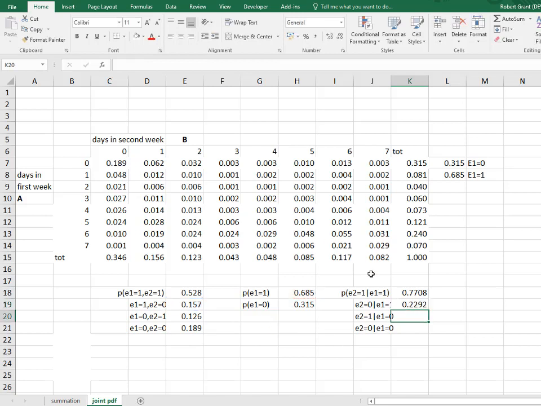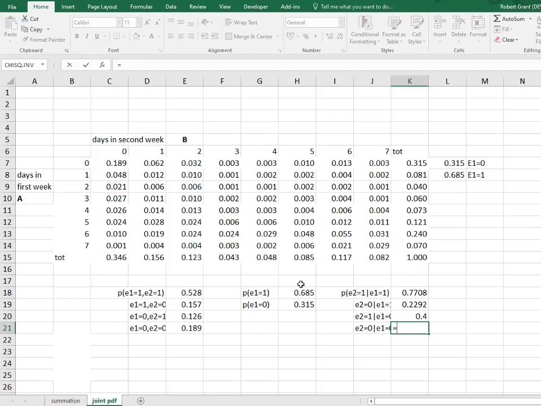And here you want the probability that E2 is 1 while E1 was 0. So that's the chance of the joint one, E2 is 1 while E1 was 0. So it's this one divided by the probability that E1 was 0, which is that.